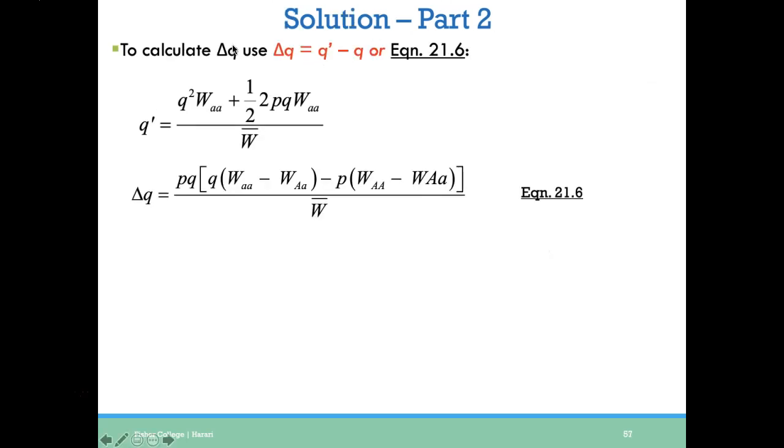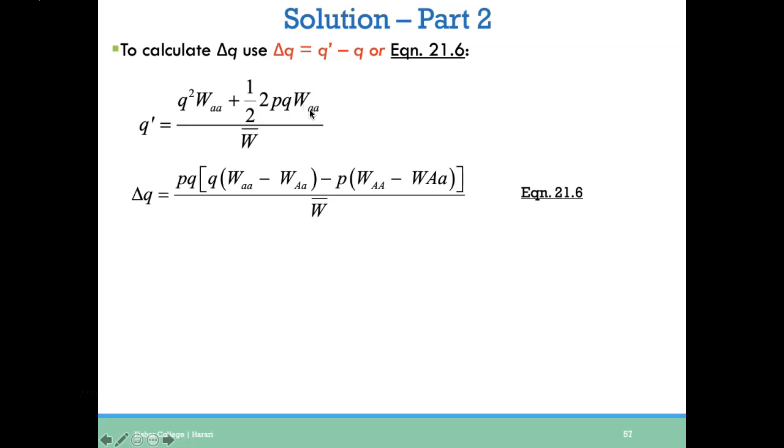To do this, we have to use the equation delta q equals q prime minus q. We know what our q is already. We have to figure out what our q prime is, what the new q is after selection. So we have our q squared value, which is 0.04 squared. We know that's zero, so this becomes nothing. So what we're doing is taking half of 2pq times the fitness.